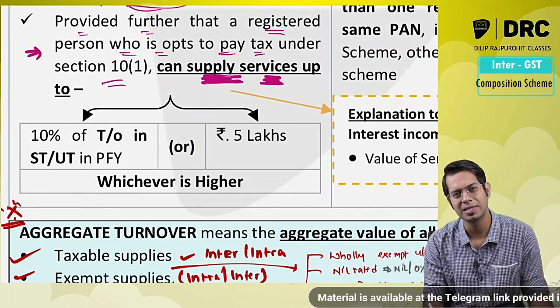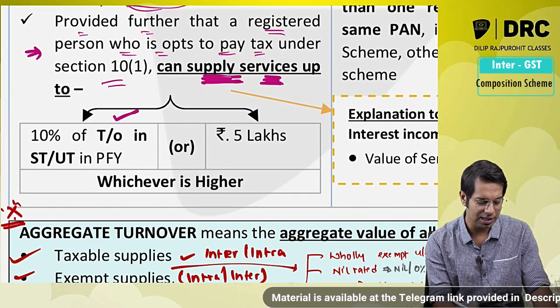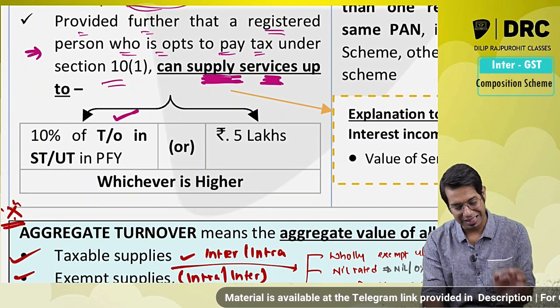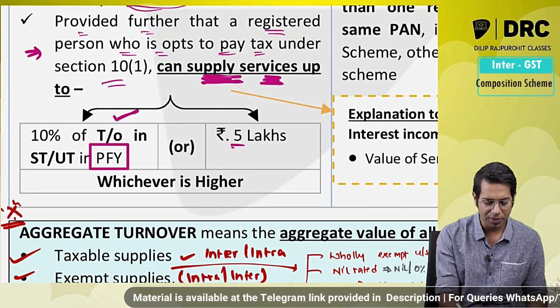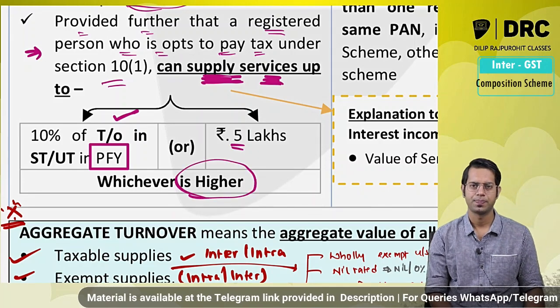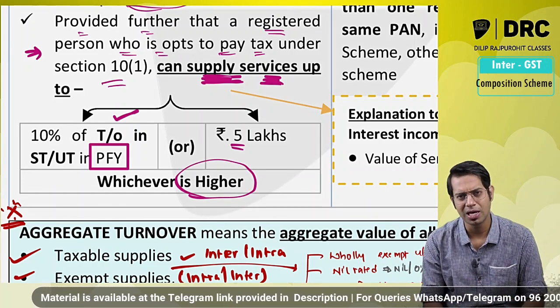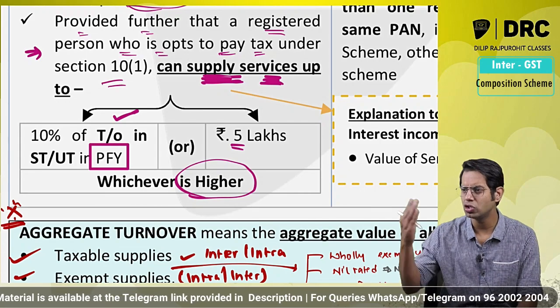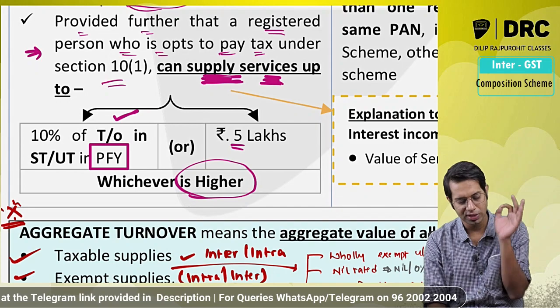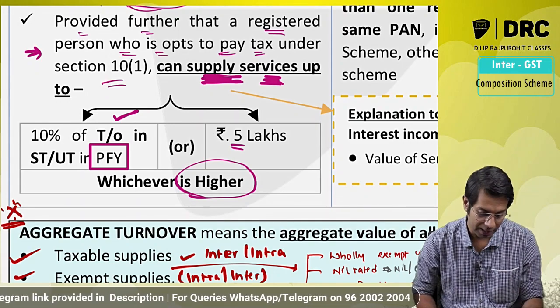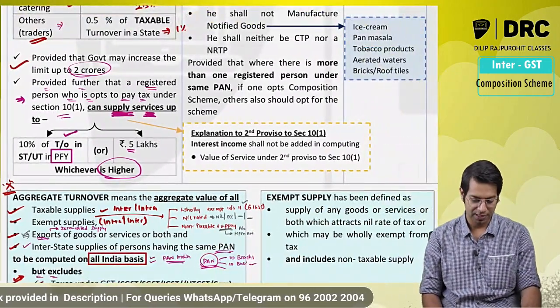How much services can I supply, sir? You can supply services up to 10% of turnover in the state or union territory in the preceding financial year, or rupees 5 lakhs, whichever is higher. Sir, if I don't have any turnover in the state in the preceding financial year, okay, no issues, up to 5 lakh rupees you can supply. So 10% of turnover in the state or rupees 5 lakhs, whichever is higher, you can supply services.